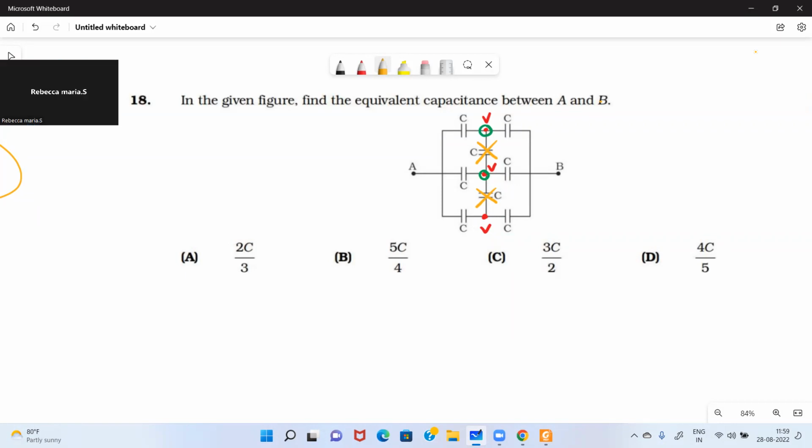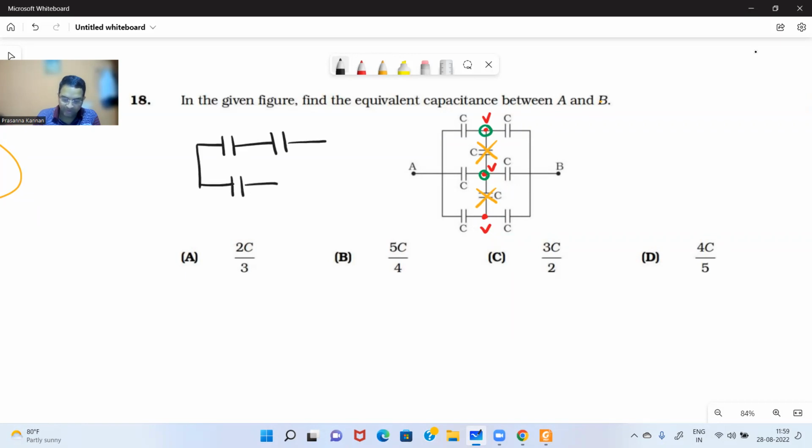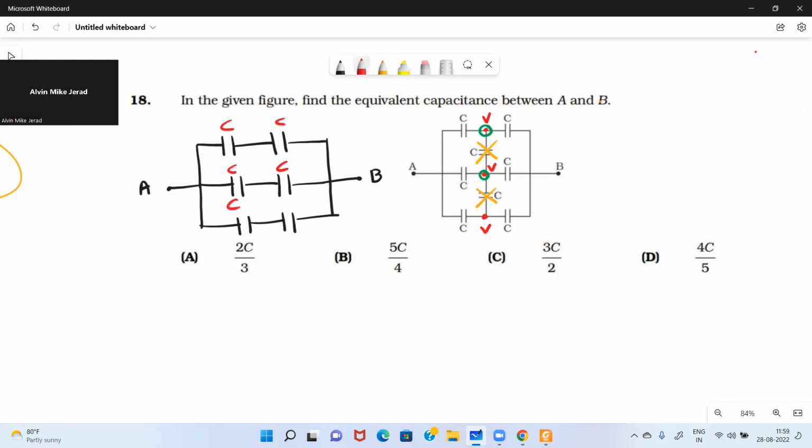Yes, sir. This is based on the symmetry. So what will happen to the circuit now? On the top, you have two capacitors. In the middle, you have two capacitors. Bottom, you have two capacitors. That's all. The sum becomes a very simple sum to solve. Is it clear?